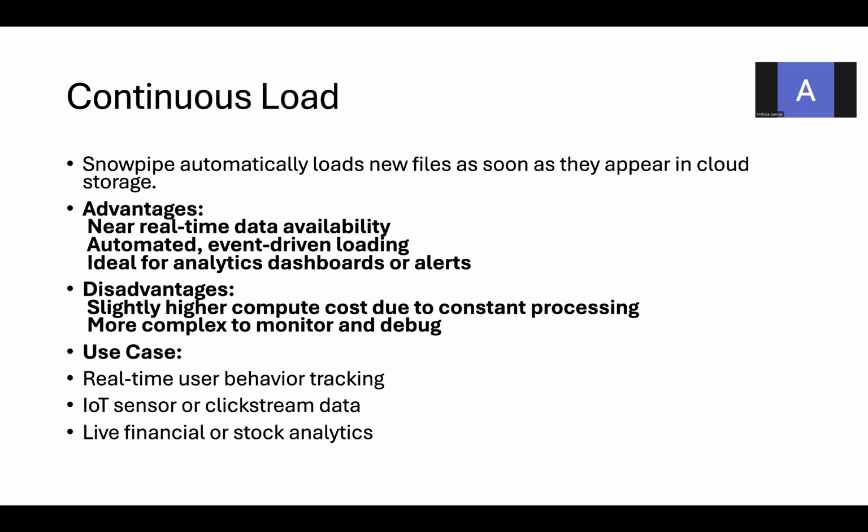Disadvantages: slightly higher compute cost due to constant processing. Constantly, every minute and every second, it is processing, so the cost will be high. It is also more complex to monitor and debug, so you should keep an eye on it. Use case: real-time behavior tracking. For real-time, this is perfectly applicable. IoT sensor or clickstream data is an example for that, and financial or stock analysis is also an example.